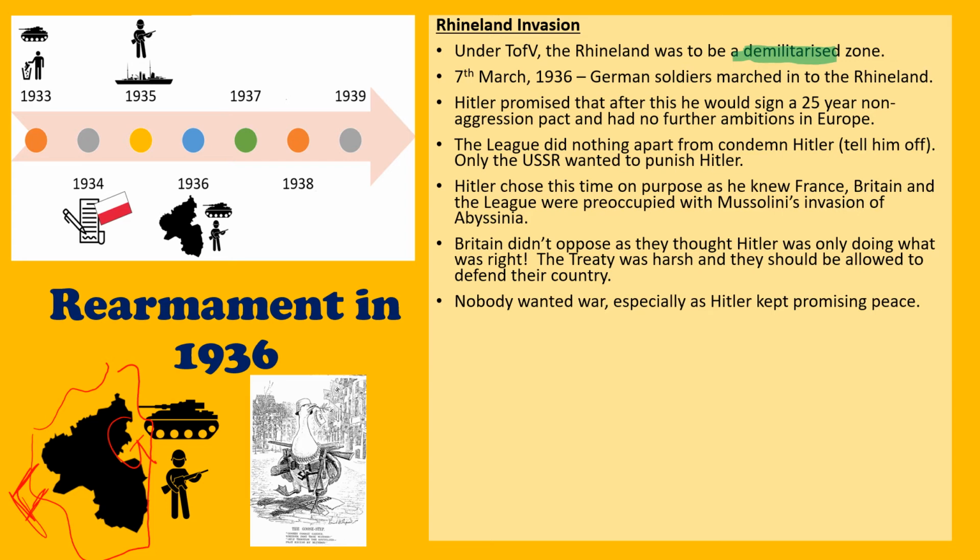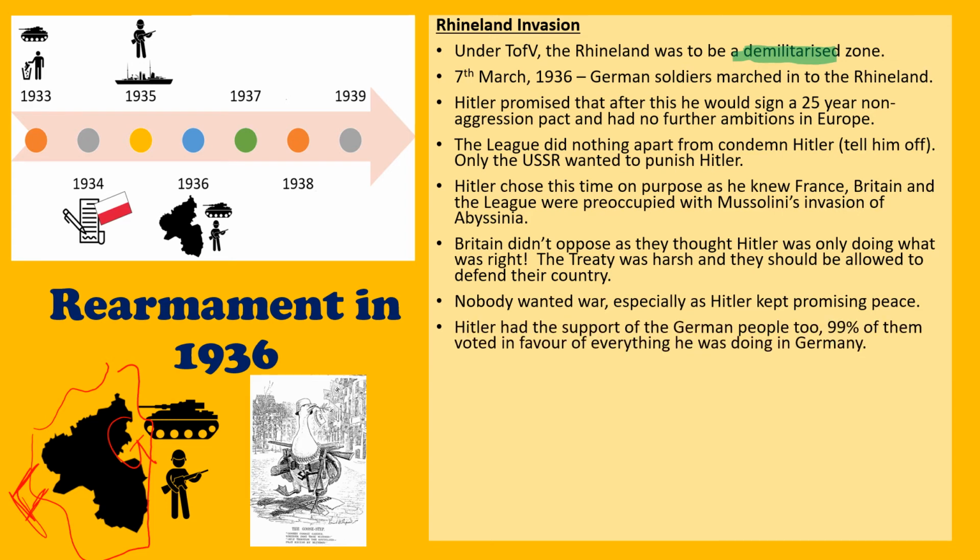Again, we go back to this idea that nobody at this time wants a war, especially as Hitler keeps promising peace. And again, we've got to put ourselves in the minds of the people in 1936 and not here in the 21st century, where we can look back and know that Hitler's intentions weren't what he said they were. At this time, people wanted to avoid a war at all costs. So they would much rather pay attention to that 25-year non-aggression pact than the idea of Hitler putting military in his own territory.